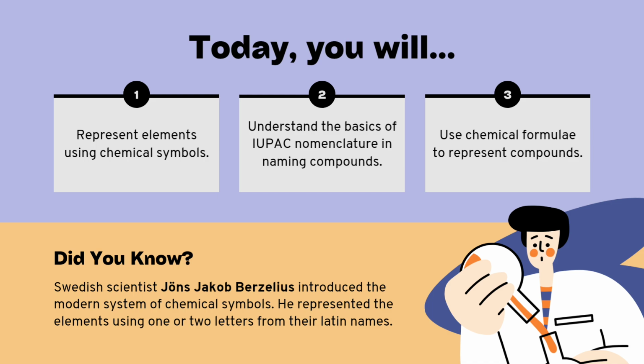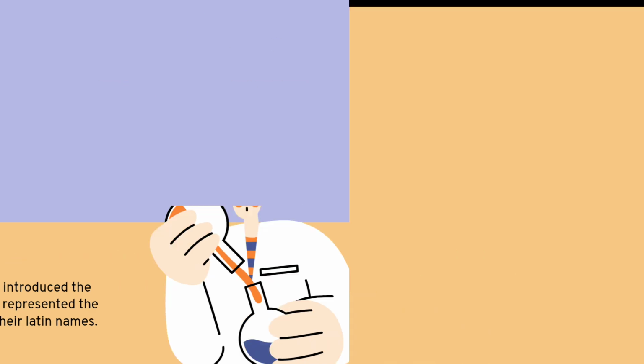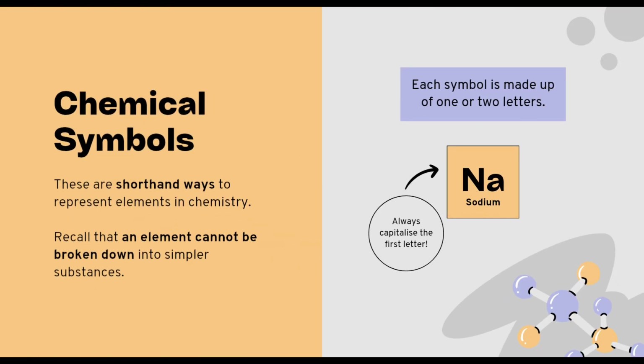Did you know? Swedish scientist Jöns Jacob Berzelius introduced the modern system of chemical symbols. He represented the elements using one or two letters from their Latin names. Chemical symbols. These are shorthand ways to represent elements in chemistry. Recall that an element cannot be broken down into simpler substances. Each symbol is made up of one or two letters. Always capitalize the first letter.